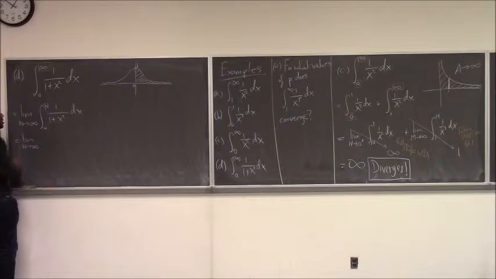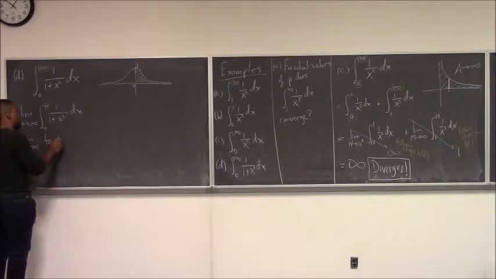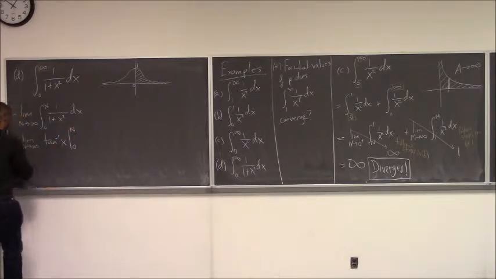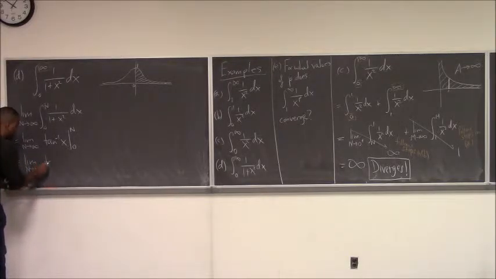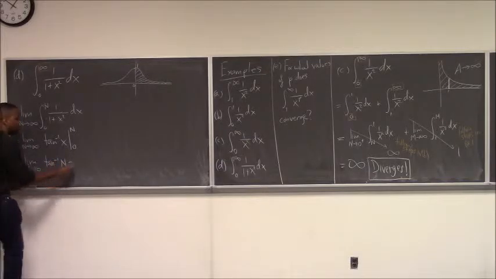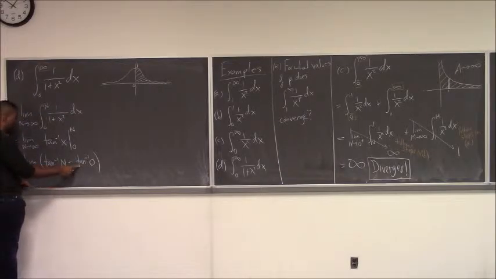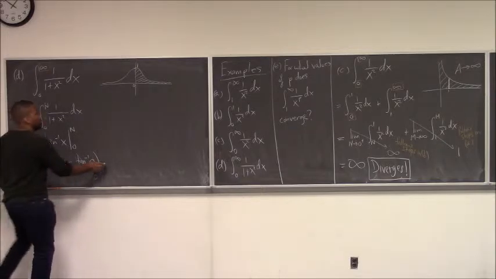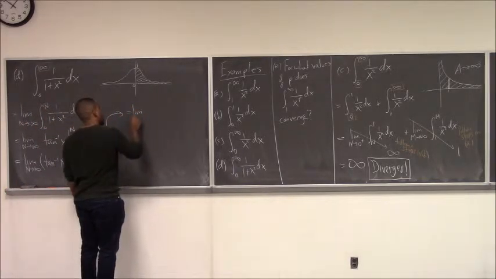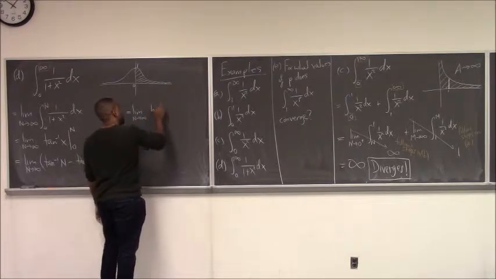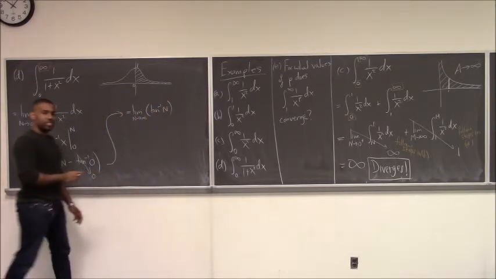And do you remember what the integral of 1 over 1 plus x squared is? Tan inverse. So we can plug in the n, minus you plug in 0. Tan inverse of 0 is what? It's also 0. And so ultimately here what we have is we need the limit as n approaches infinity of tan inverse of n. Do you remember what that is?